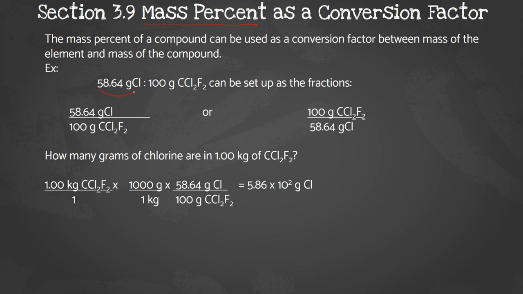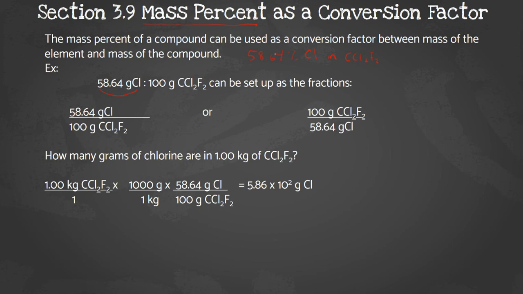Remember, we did this problem. So it was, this is not written, but it should be 58.64. And usually the question will tell you, or you can calculate it like we just did really quickly. 58.64% chlorine in CCl2F2. Okay, so that is our percent composition.